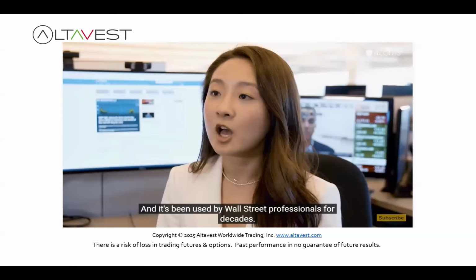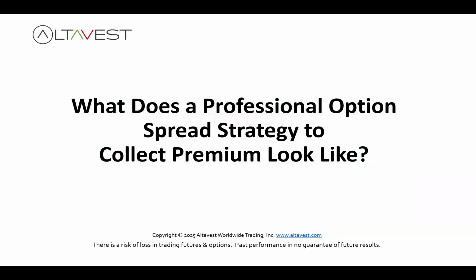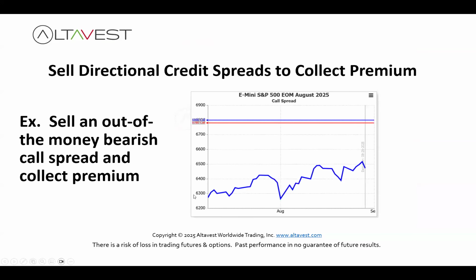So if Wall Street professionals are using these strategies, then I think we should too. Maybe we shouldn't try to reinvent everything. So what does this look like? What does an option strategy look like where you're collecting premium? Here's a simple example where you're selling an out-of-the-money call spread. The red line represents the strike price of the call that you sell, and the blue line represents the strike price of the call that you buy as hedge or protection.